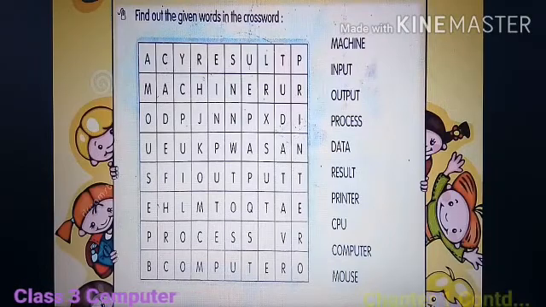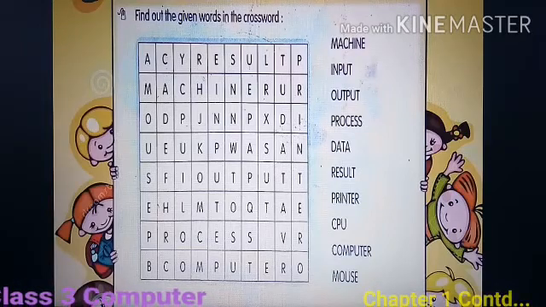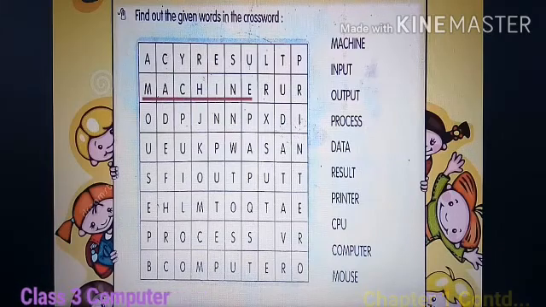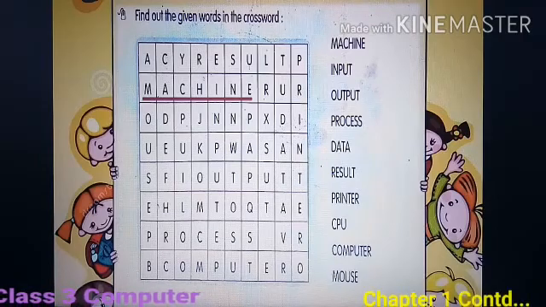Now we move to the other activity. So here is one crossword and you need to find out the words: machine, input, output, process, data, result, printer, CPU, computer and mouse. And one has been done for you. That is machine. Other words you find from this crossword.